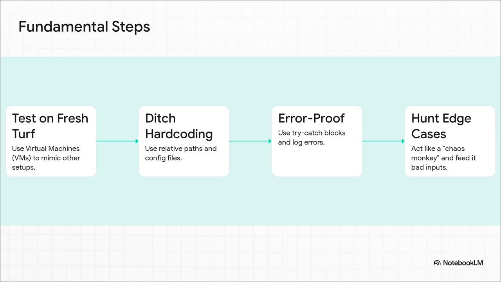Number 2, and this is a big one, stop hard-coding file paths. Seriously, use AutoHotkey's built-in variables like A_ScriptDir to keep your paths relative. Third, wrap any piece of code that might fail, like, say, reading a file, in a try-catch block. That way, if it breaks, it fails gracefully instead of crashing the whole thing. And finally, you've got to become a chaos monkey. Intentionally feed your script weird inputs. Do stuff you're not supposed to do. Try to break it yourself before someone else does.